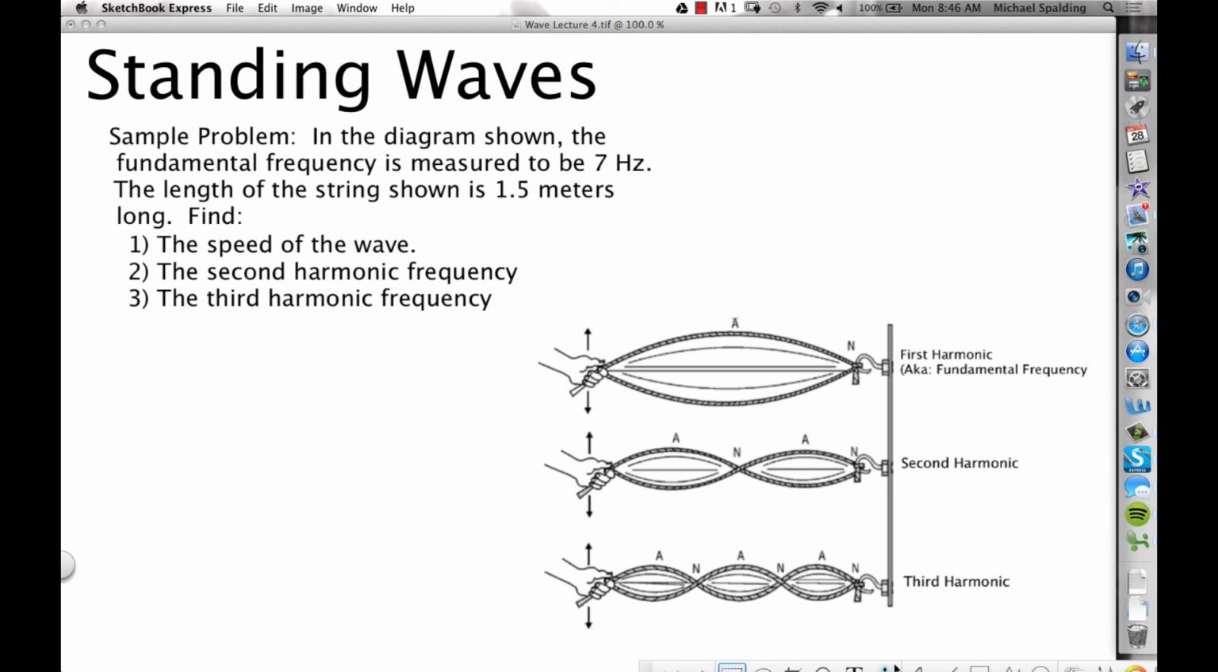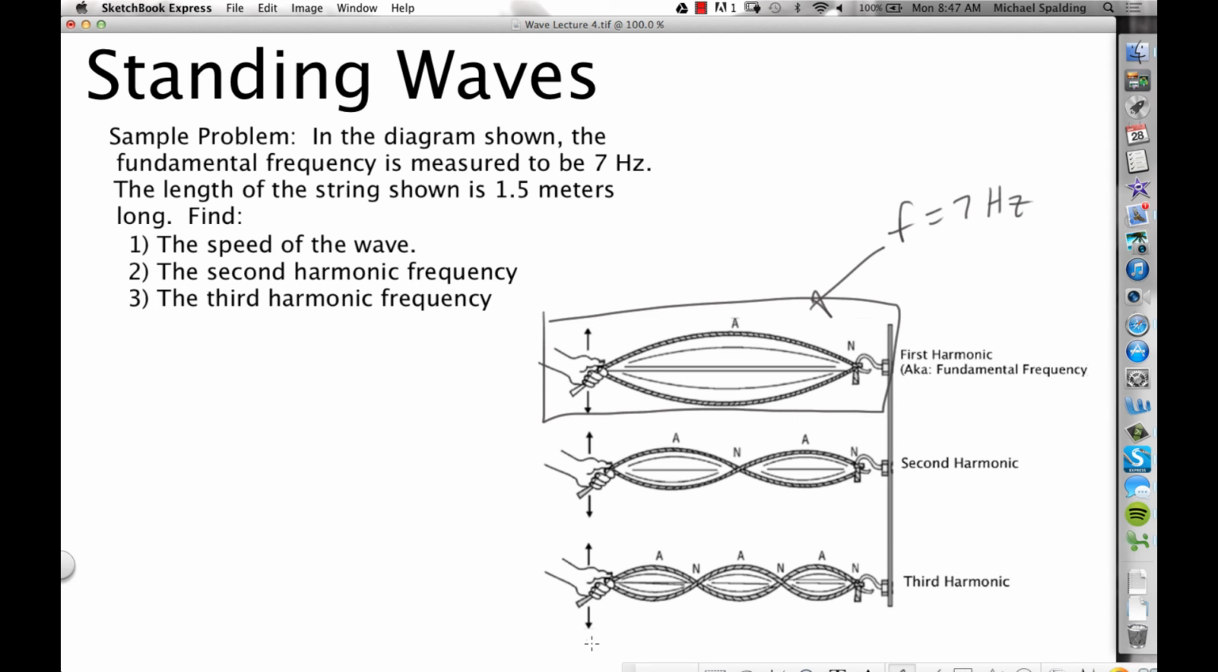So the information we have is this. The fundamental frequency, so referring to this right here, the frequency of this guy is 7 hertz, and then the length of the string is 1.5 meters. So that is from here to there is 1.5 meters. So what we got to do to find the speed of the wave, the velocity of the wave, is we need to figure out the wavelength.